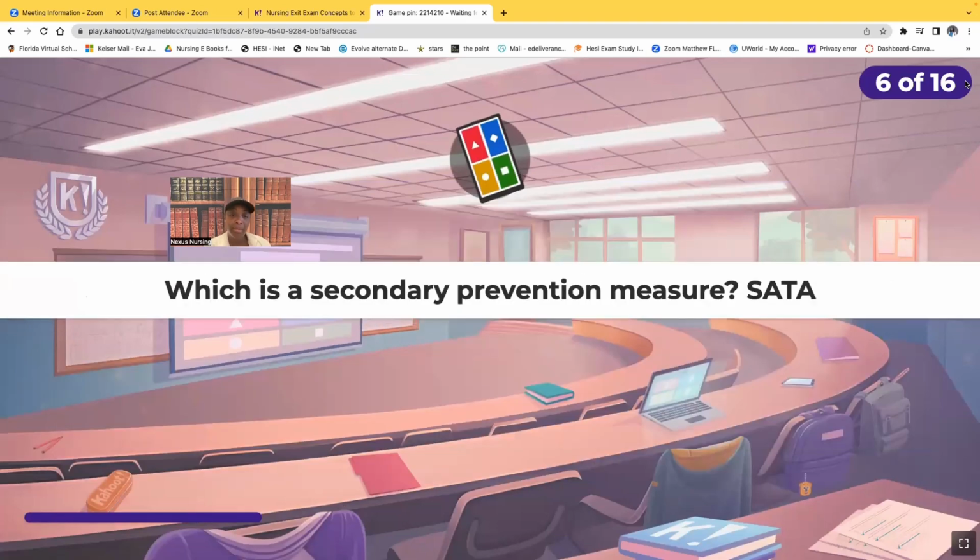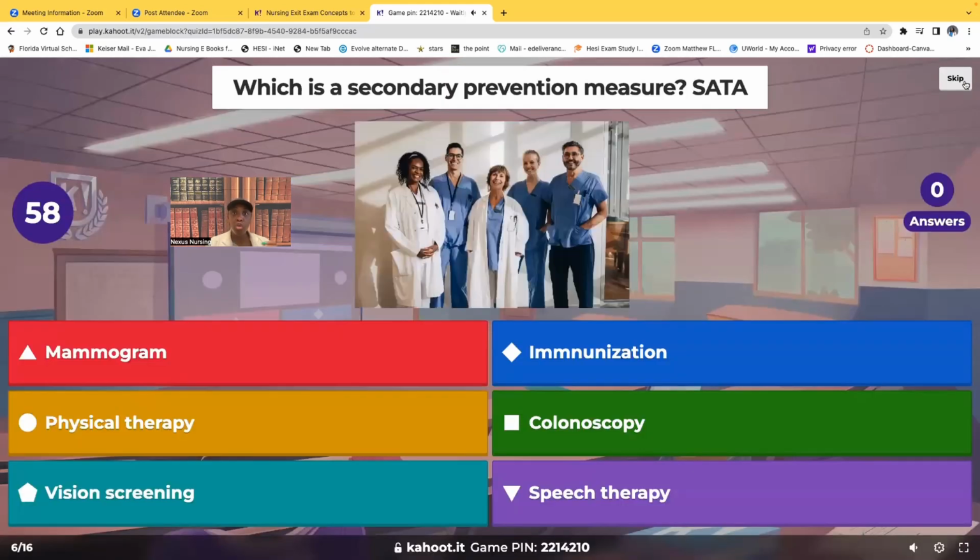Select all that apply. Which is a secondary prevention measure? So you know how you have primary, secondary, and tertiary. This question is, which one is a secondary prevention measure? Select all that apply. You guys know how to treat select all that apply as true or false. Here are your choices: mammogram, immunization, physical therapy, colonoscopy, visual screening, and speech therapy. Which ones would you consider to be a secondary prevention measure?